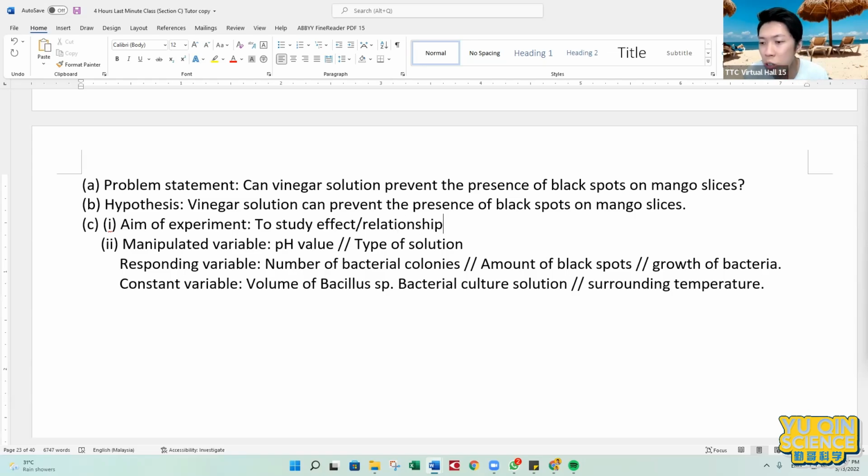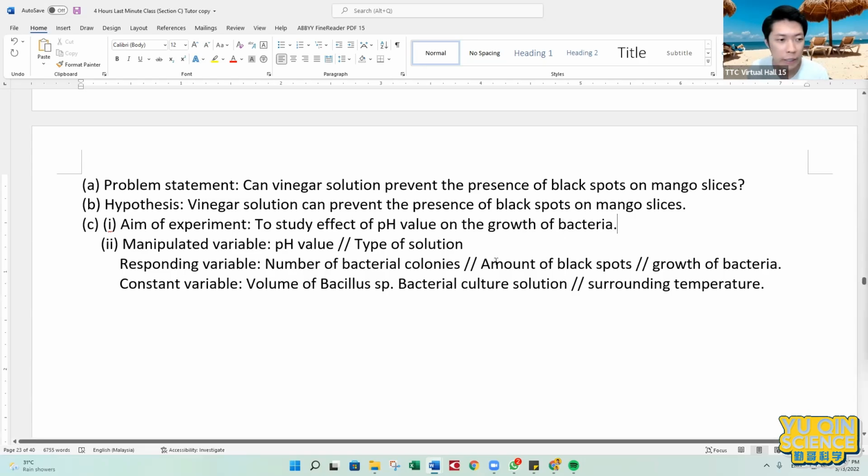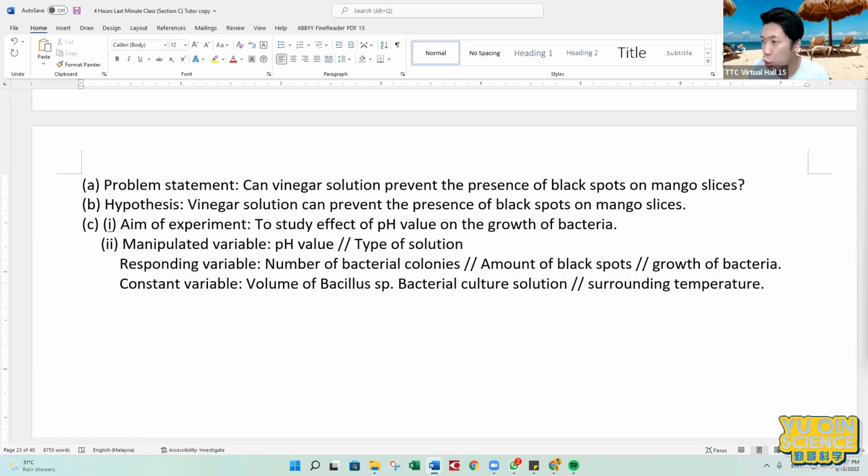Which one sounds nicer? To me, I want to test the effect of pH value. I want to see if acidic and alkaline, what happens to the result. So to me, effect sounds better. To study the effect of pH value on the growth of bacteria. Okay, there you go.